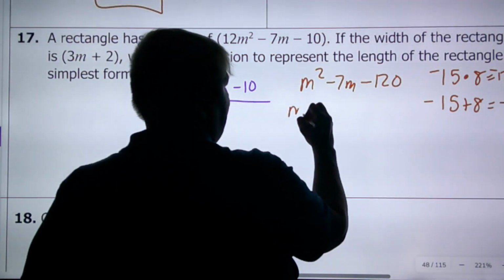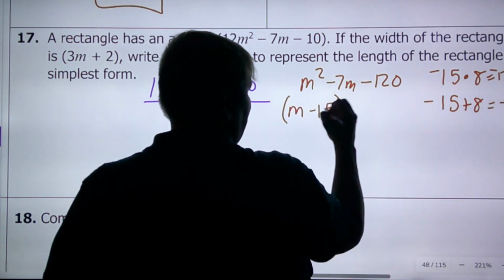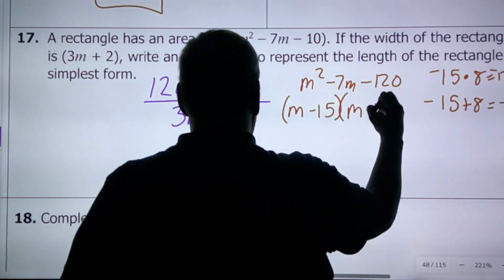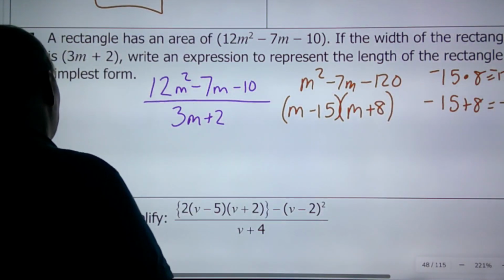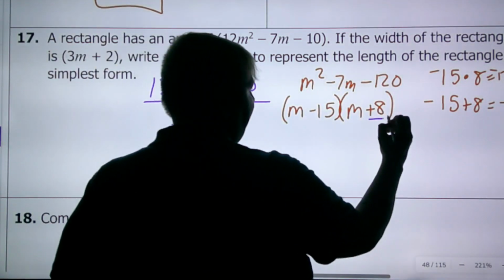All right, so it's going to be m minus 15 and m plus 8. And you're looking at it going, that's not right. But don't forget, we have to slide. We got to put the 12 back under there.